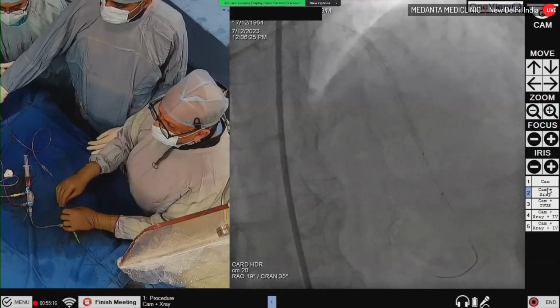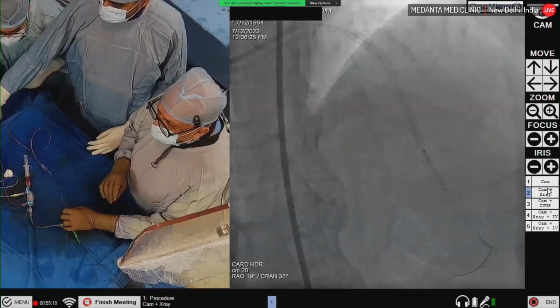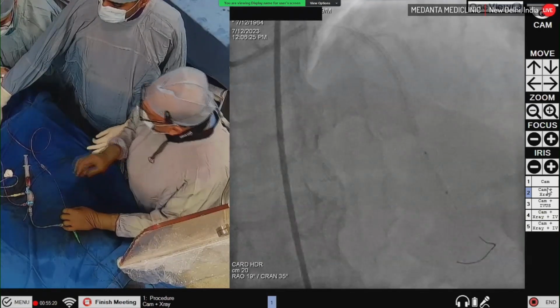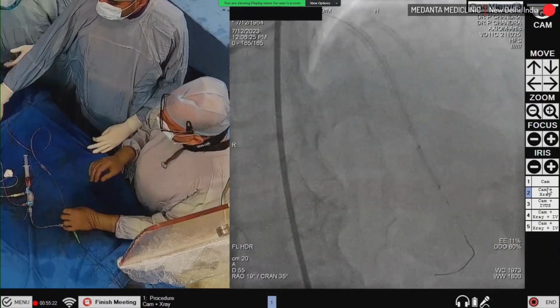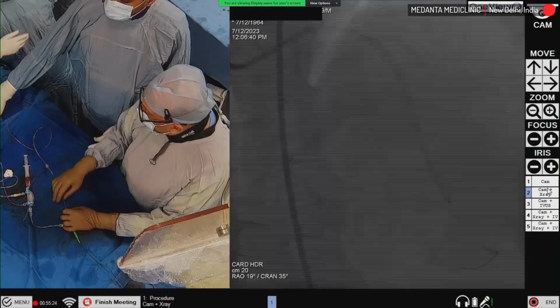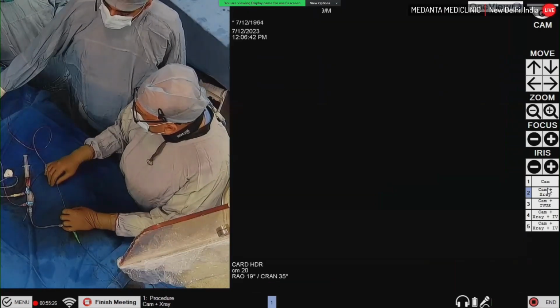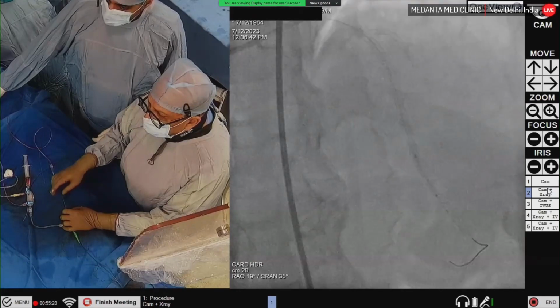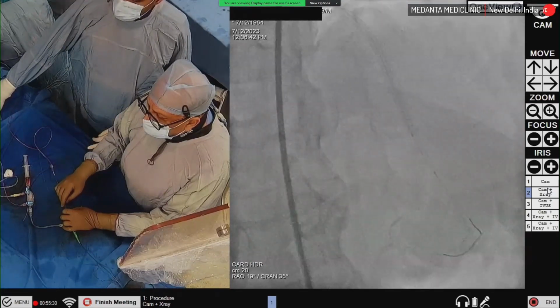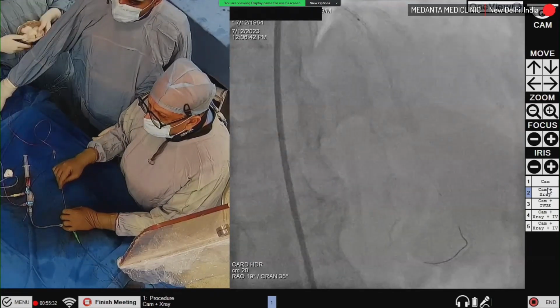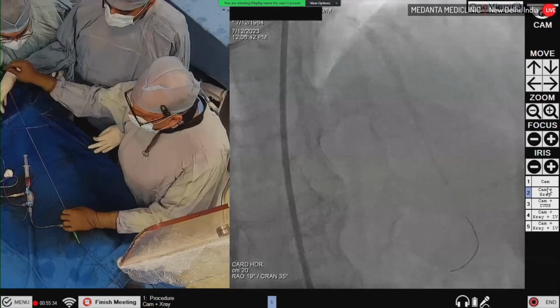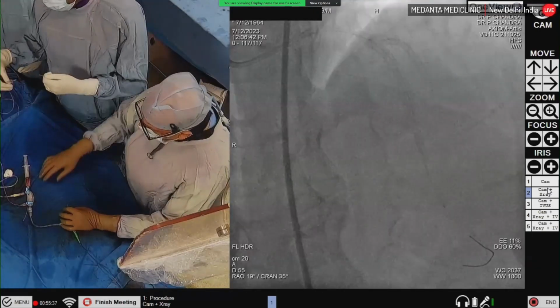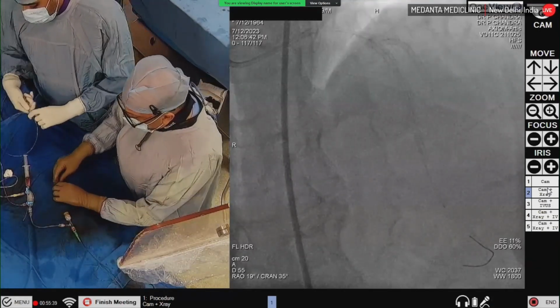Go up 2, 4, 6, 8, 10, 12, 14, 16. Okay. In inflate, 2.25, we have 3.5 and 2 in deflate. 2.25 will be fine. Deflate. 2.25.